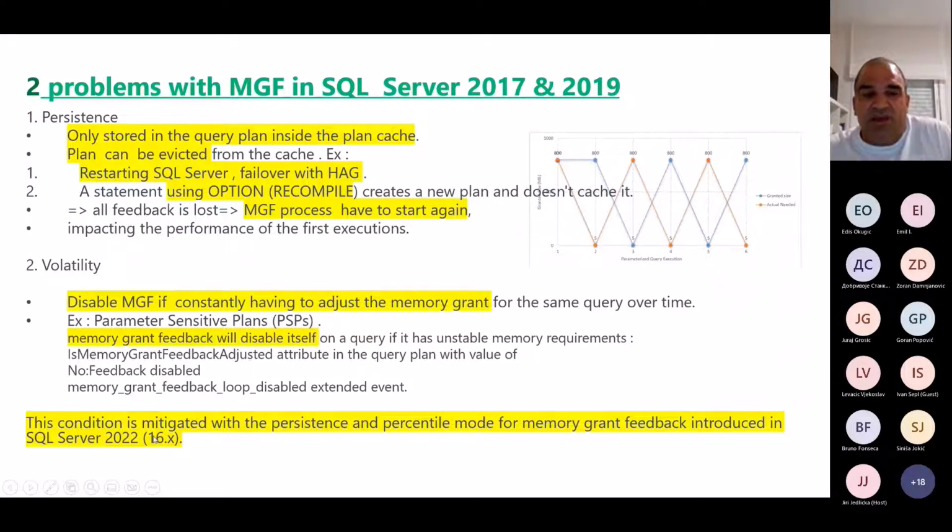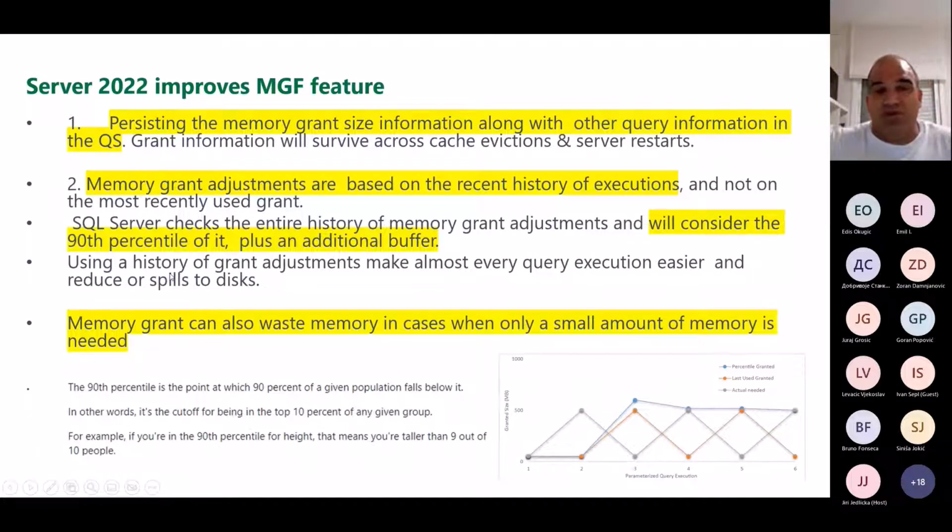So how do you see it? The memory grant feedback attribute in the query plan will show the reason ID, feedback is disabled. Or there is an extended event, memory grant feedback disabled. But this condition is mitigated with the persistence and percentile mode memory grant feedback in SQL Server 2022, and we'll see it now. So what is the improvement in SQL Server 2022 in memory grant feedback?